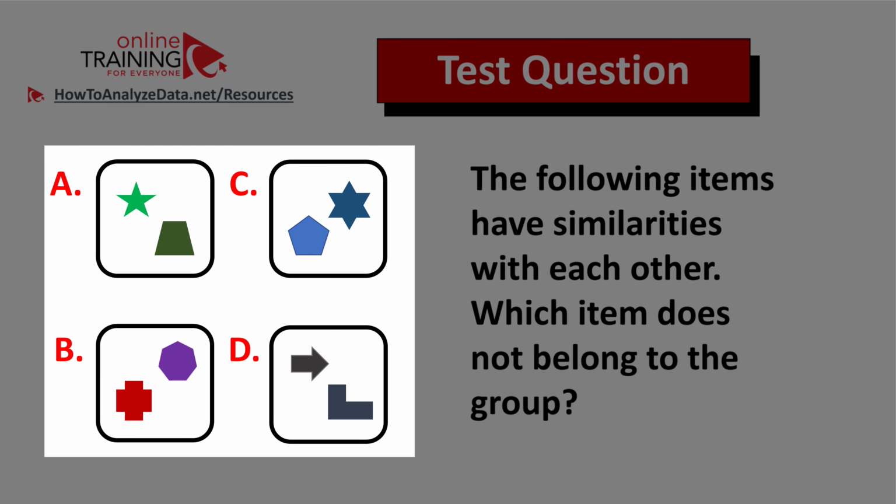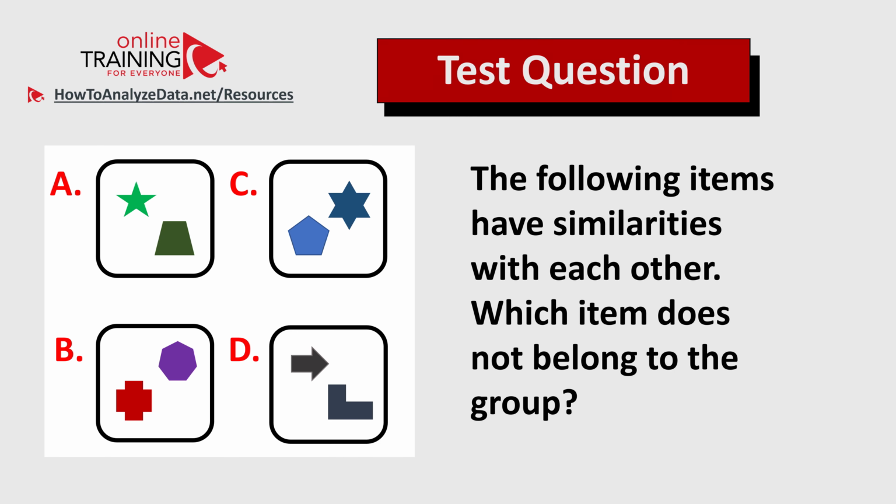Each choice has 2 shapes inside. Choices A, B, C, and D. Do you see the items that might be different from the others? Spend some time, possibly 10 to 15 seconds, to think about it. Maybe pause this video to see if you can come up with the solution on your own.